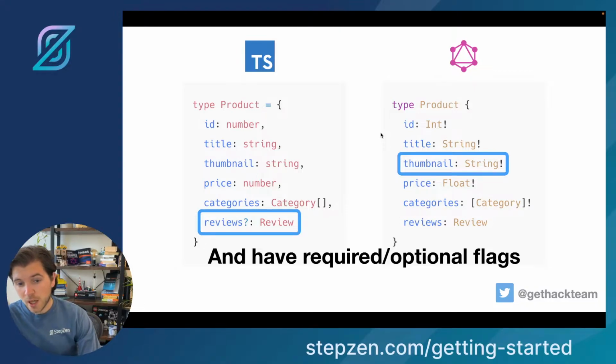And then finally, everything in TypeScript is required, while everything in GraphQL is optional by default. That's why if you want to make something optional in TypeScript, you need to use the question mark, while the other way around in GraphQL, if you want to make something required, you need to use an exclamation mark. So these are just the small differences you see in both type systems. Now that we know the differences, let's go to a GraphQL application.